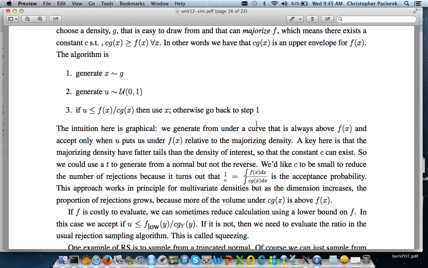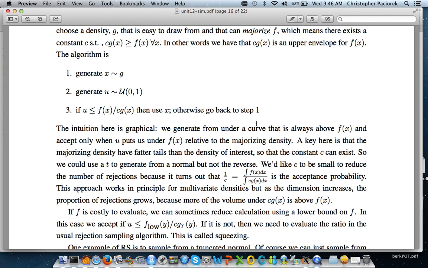And conversely, suppose I wanted to generate from a t-distribution. Can I use a normal distribution as my g? So what do folks think about those two questions? You're nodding your head. Does that mean yes for both? Yes for one? Yes for both?